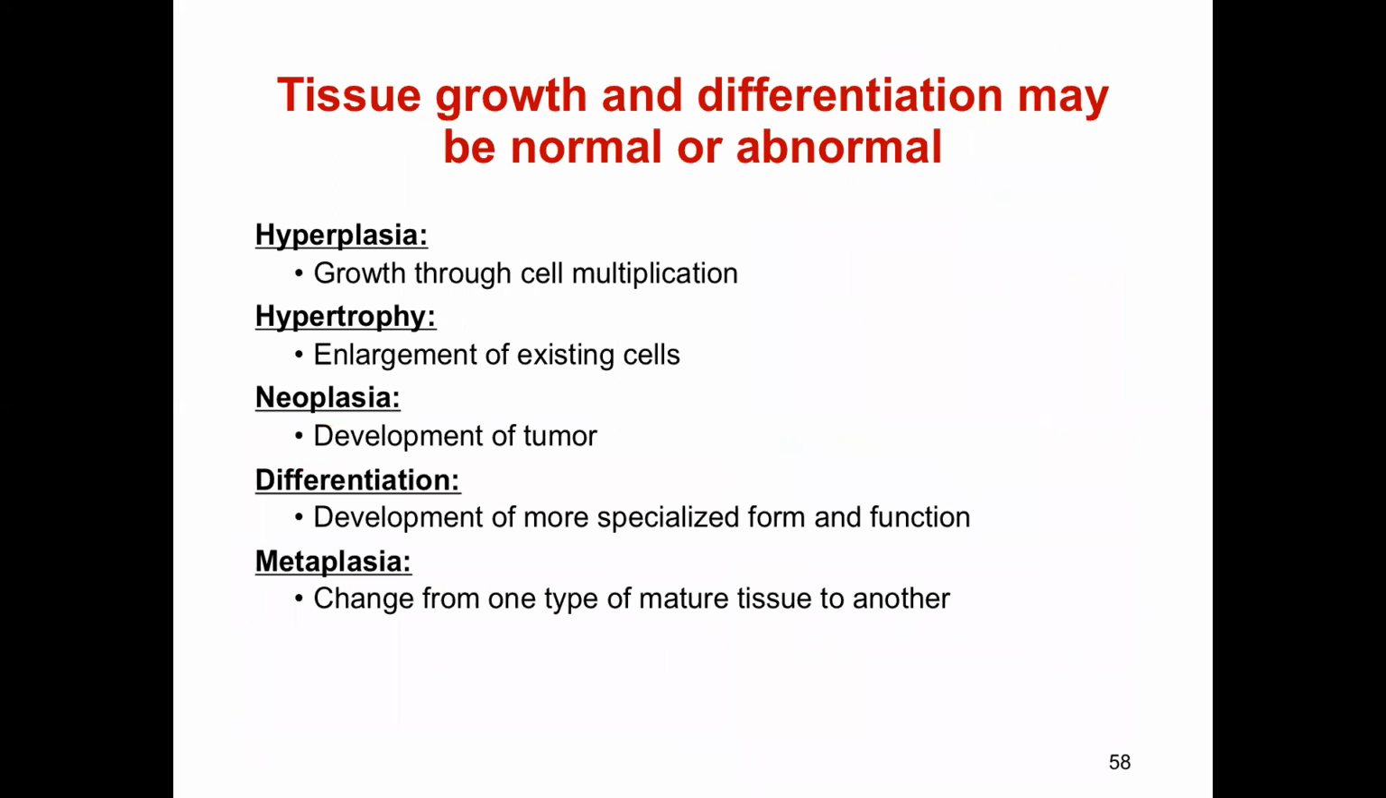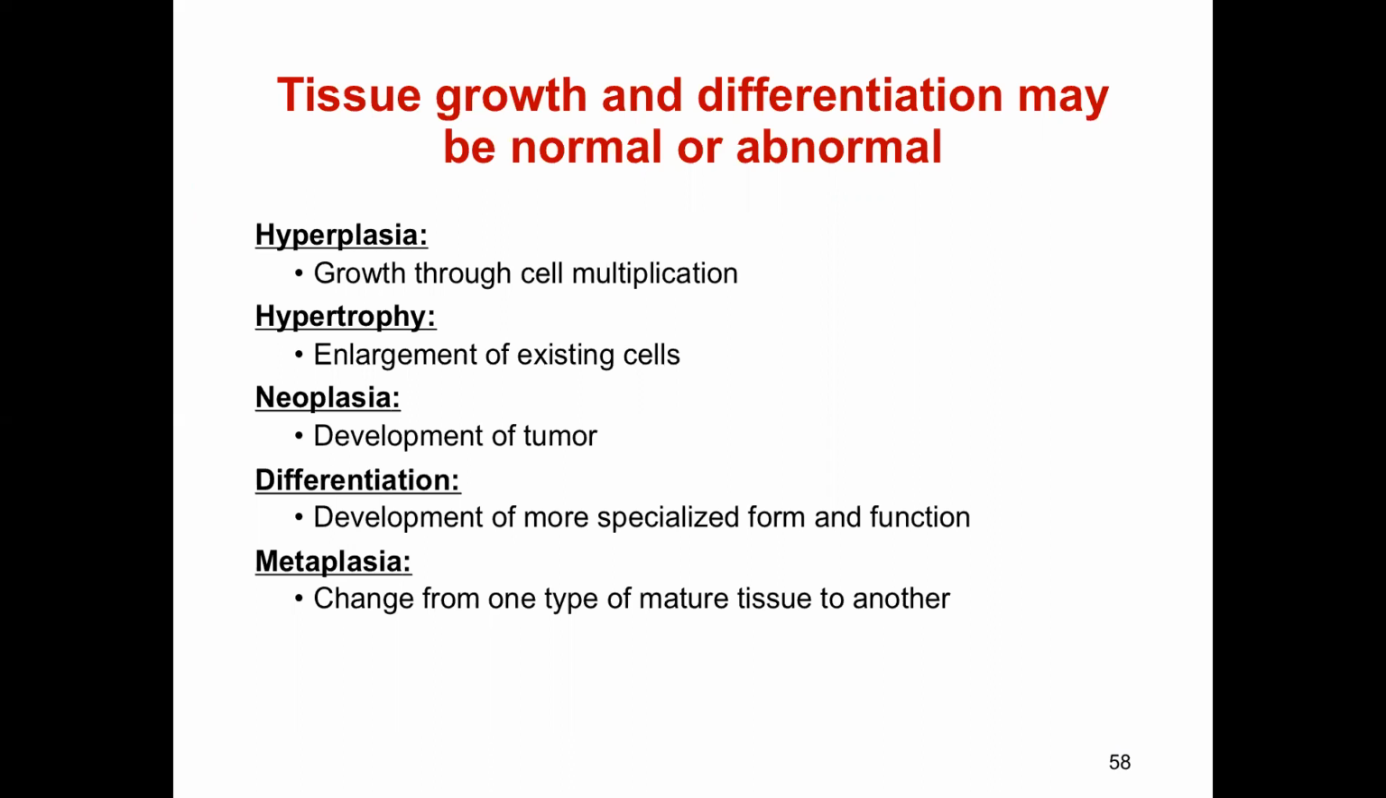Now, some other terms that we need to go over in terms of tissue growth and differentiation. These would be terms that you could refer to abnormal or normal situations. So hyperplasia, all that means is the growth of a tissue through multiplying cells. But clearly that could go wrong, in which case you get neoplasia, and that would be the abnormal growth of a tissue by hyperplasia, and you can get a tumor form.